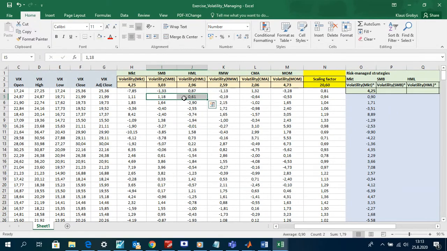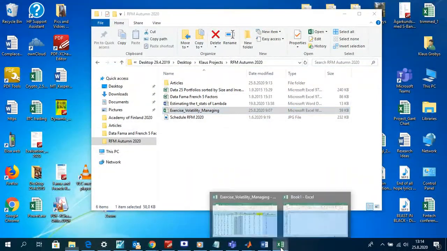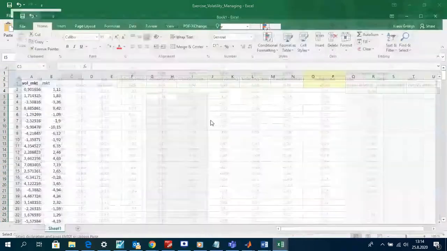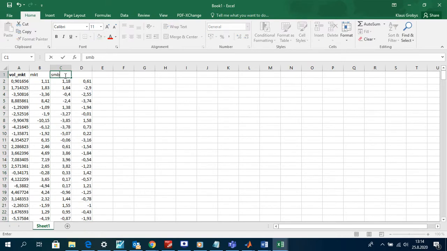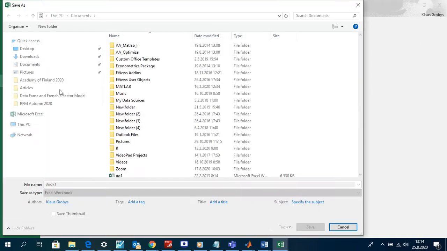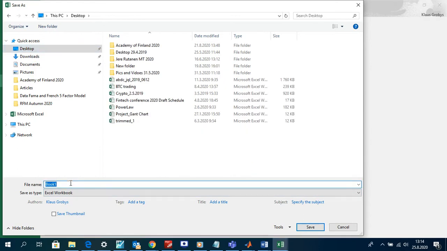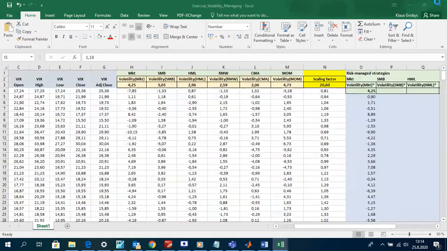Let's also take the corresponding size factor and value factor, because then you can also run the regression controlling for the Fama-French factors. So that's the SMB factor, and that's the HML factor, right? Let's store our Excel file here on the desktop. Let's denote it as A, or denote it however you like. And we can close it again.